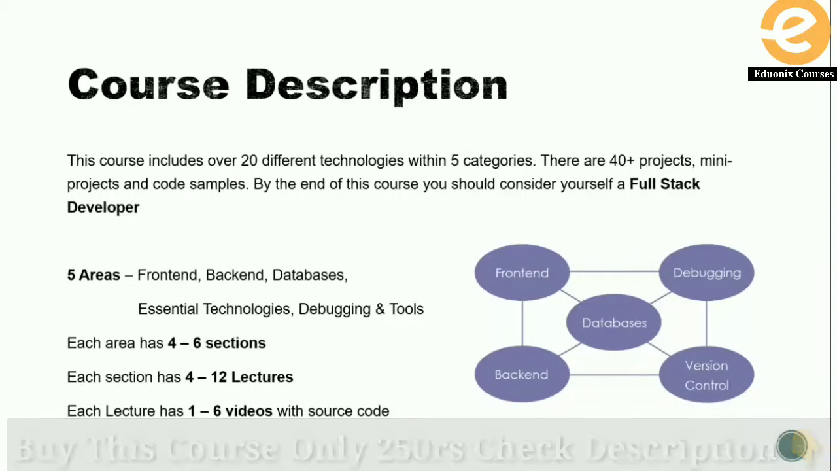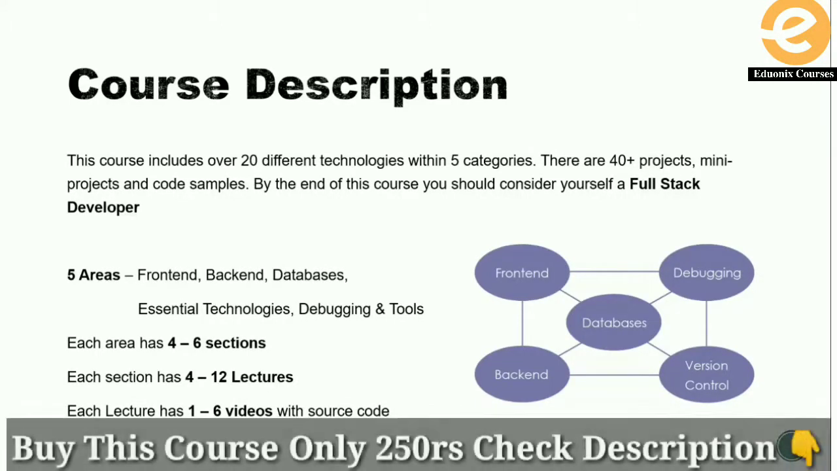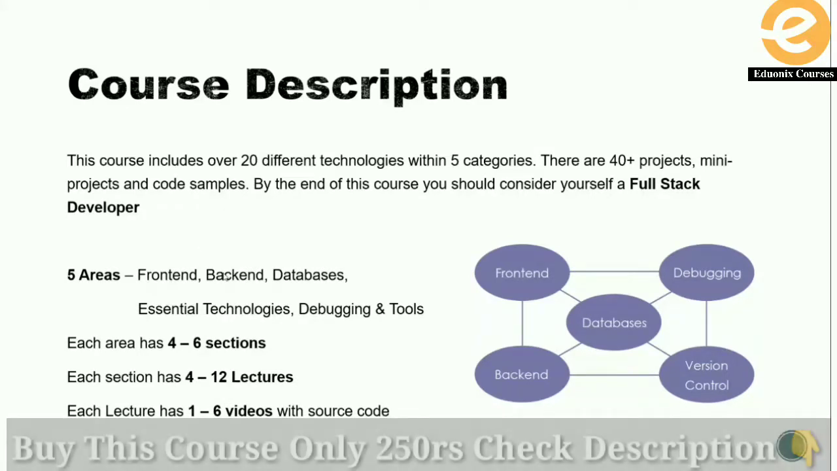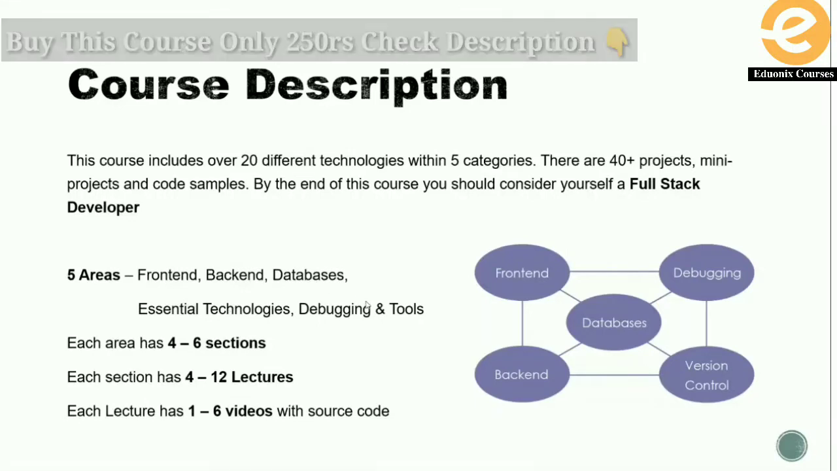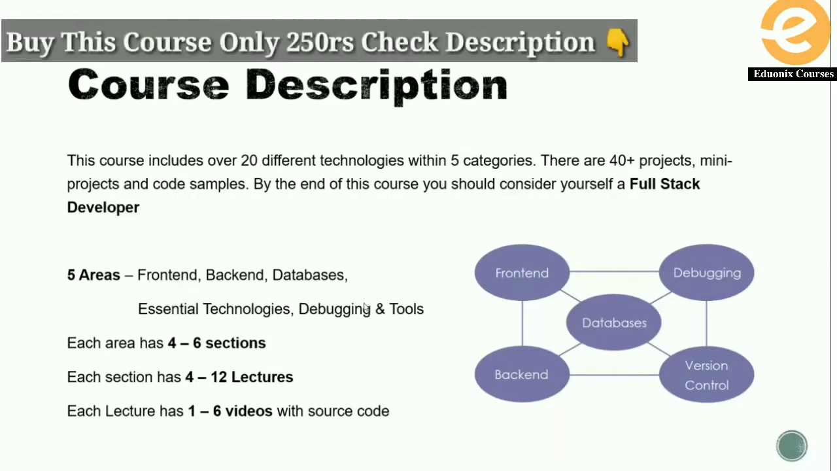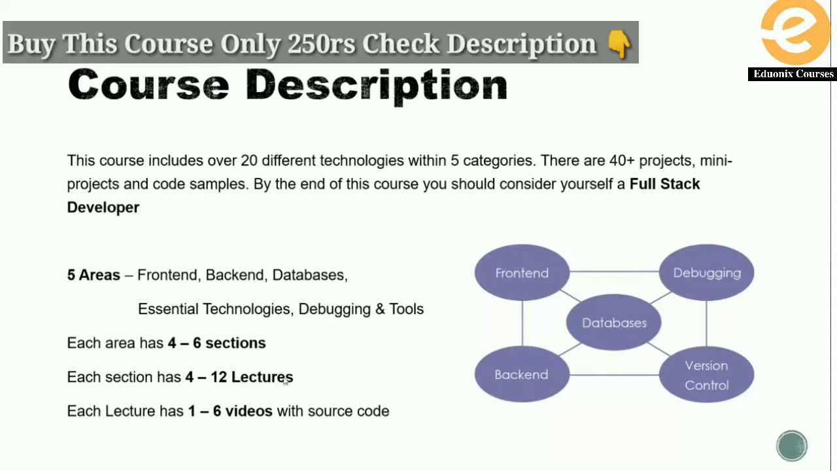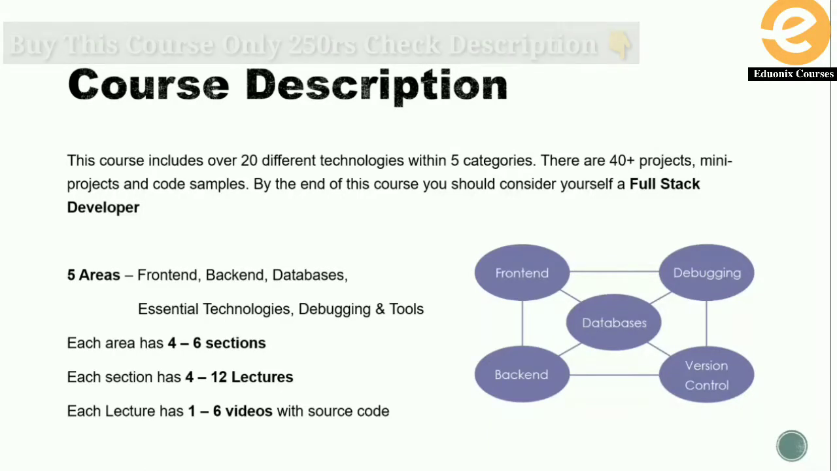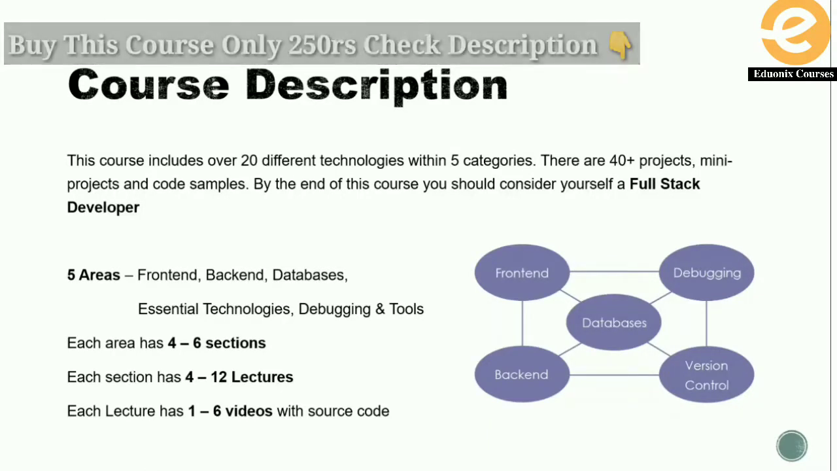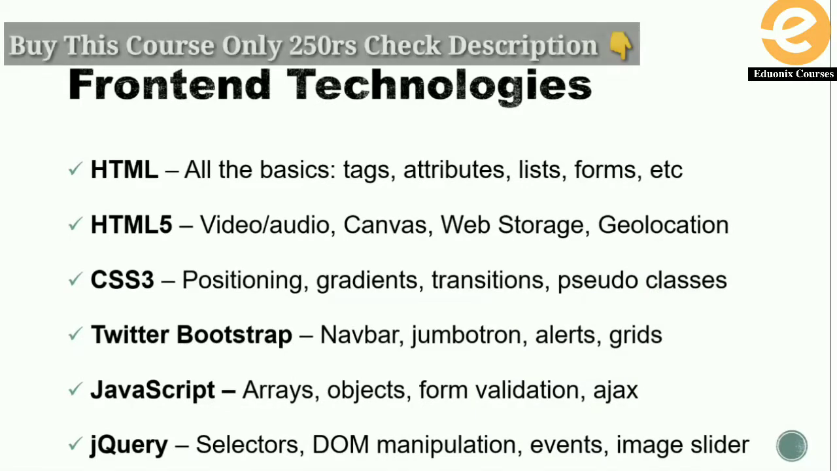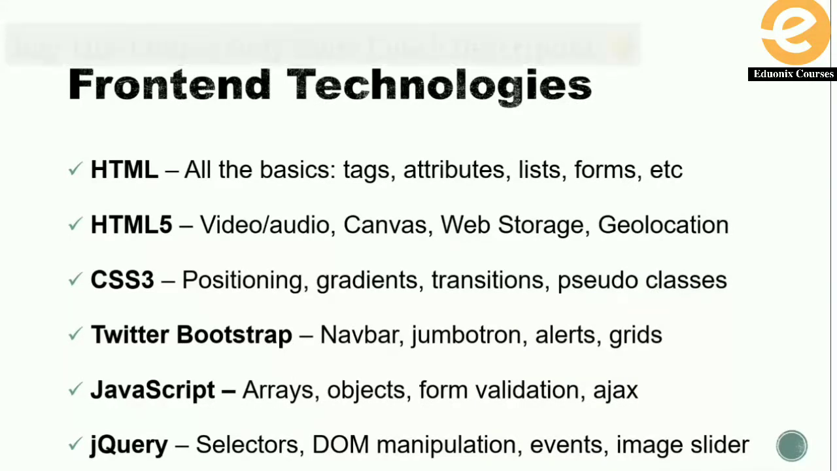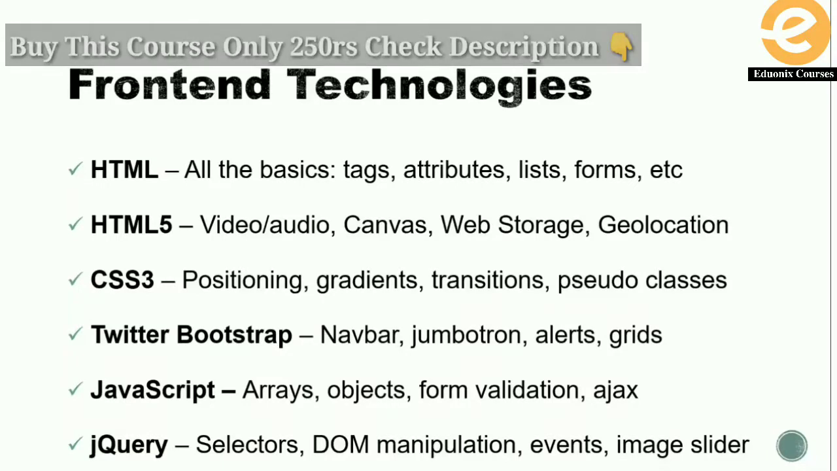All right, so there's 5 areas or parts to this course. We have the front end, the back end, databases, other essential technologies, and debugging and tools. All right, so each area has 4 to 6 sections, and then each section has 4 to 12 lectures. And a lecture can include 1 to 6 videos and also includes the source code that was used in that lecture. So now I just want to very quickly and briefly go over each technology, and I just listed some of the aspects that we'll be learning about in each one.